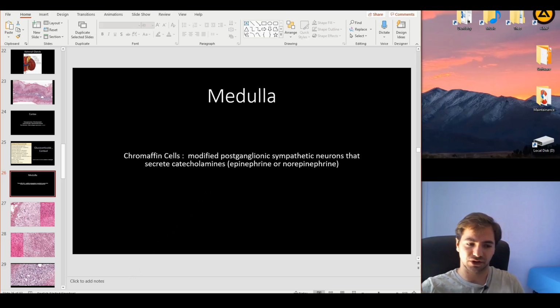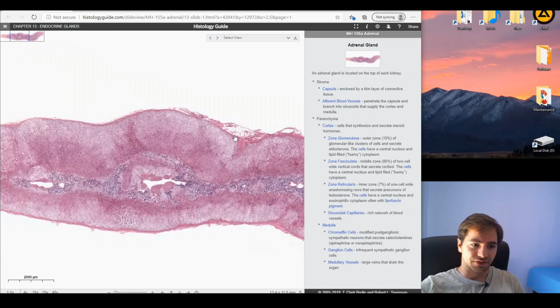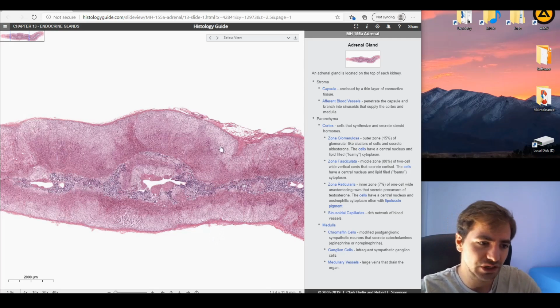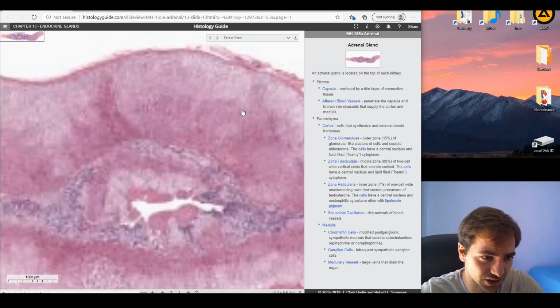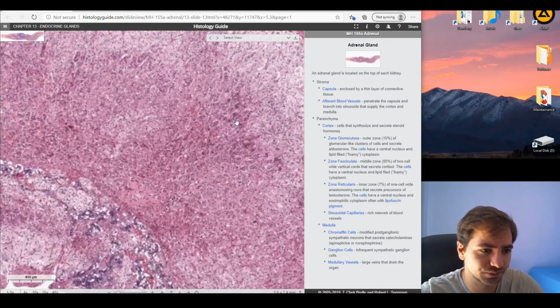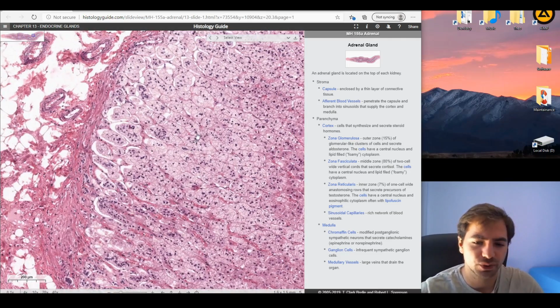So let's visualize them in the microscope, shall we? Again, this is the section. It's very easy to distinguish. We have the capsule, the cortex, then deeper the medulla, and again the same from the other side. If we zoom in, we should start identifying the different zonulas. Once we zoom in, we can actually see the different layers. The first one is the zonula glomerulosa.